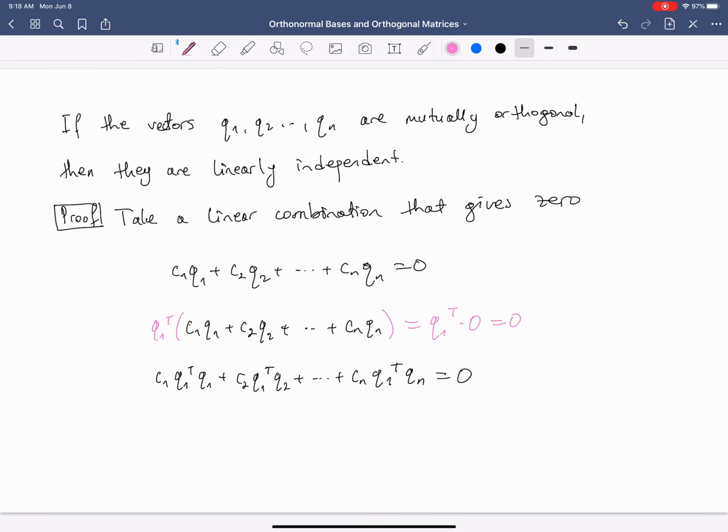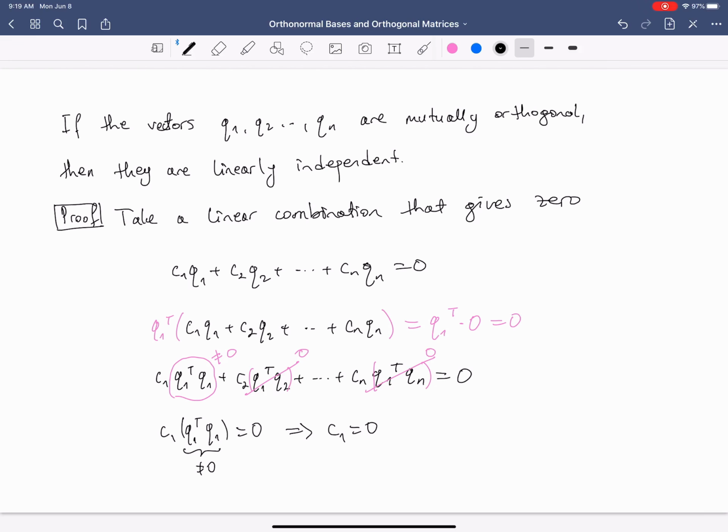Now, by orthogonality, we know that q1 transpose q2 is 0 because the two vectors are orthogonal. We also know q1 transpose qn is also 0. The only thing that isn't 0 is q1 transpose q1. So this is not 0. Ultimately, this entire equation boils down to c1 q1 transpose q1 equals 0, with this not equal to 0. Then from here, we have to have that c1 is 0.